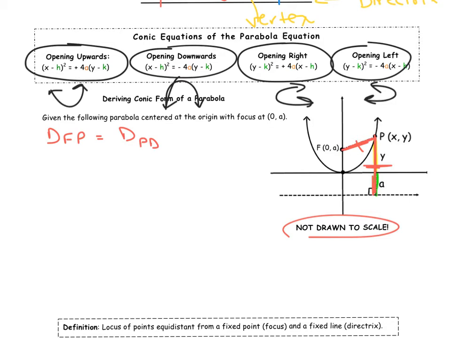So if I'm going from F to P, I'm going to use my distance formula, which is the square root. We have change in x squared, so I have x minus 0 squared plus y minus a squared, right? Change in x squared plus the change in y squared. All right, and the distance from P to D is, well, we have these two pieces here. This is y, and then this is a. So we're going to add those together, y plus a.